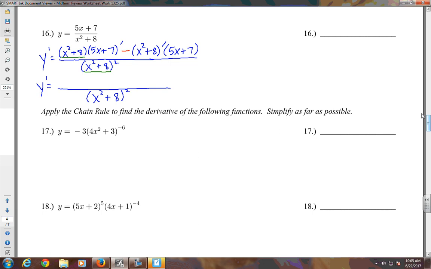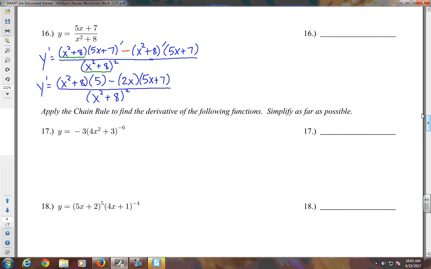So executing our derivatives, we have x squared plus 8. The derivative of 5x plus 7 is 5. There's a minus in between. The derivative of x squared plus 8 is 2x. Remember, the derivative of a constant is 0 times 5x plus 7. The calculus part is done. We have successfully evaluated the quotient rule.